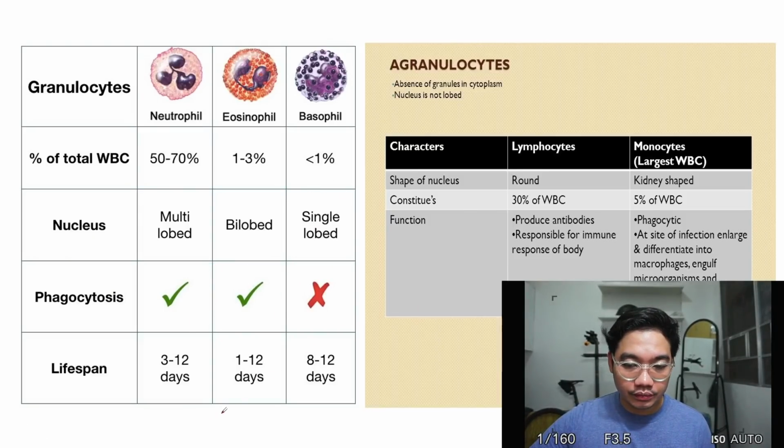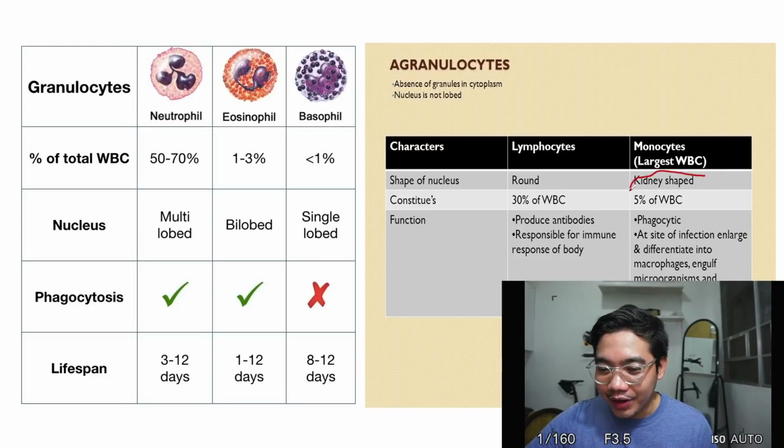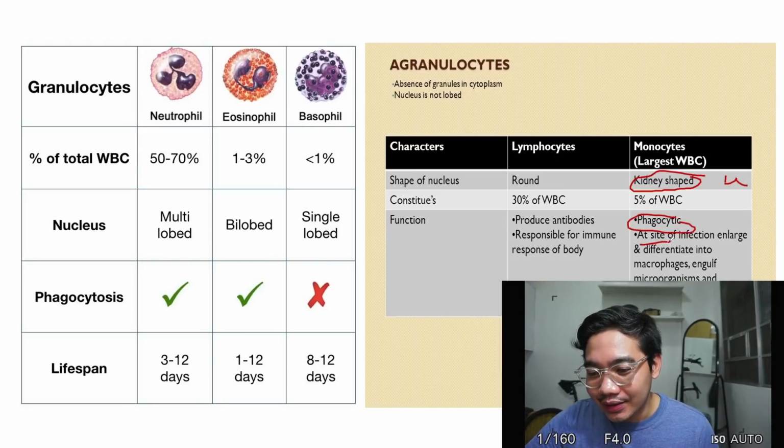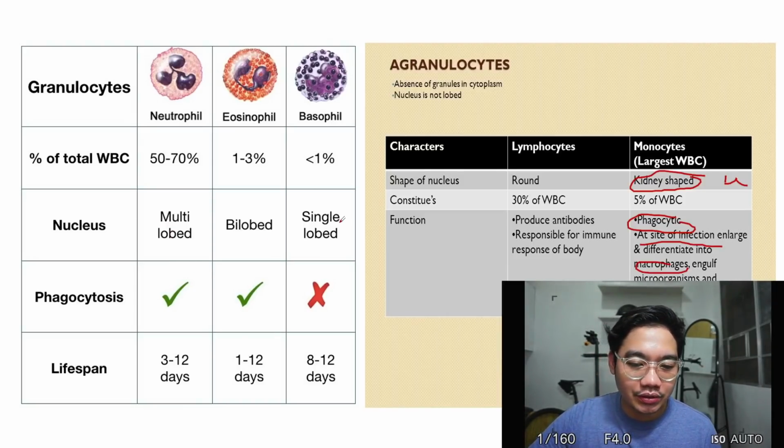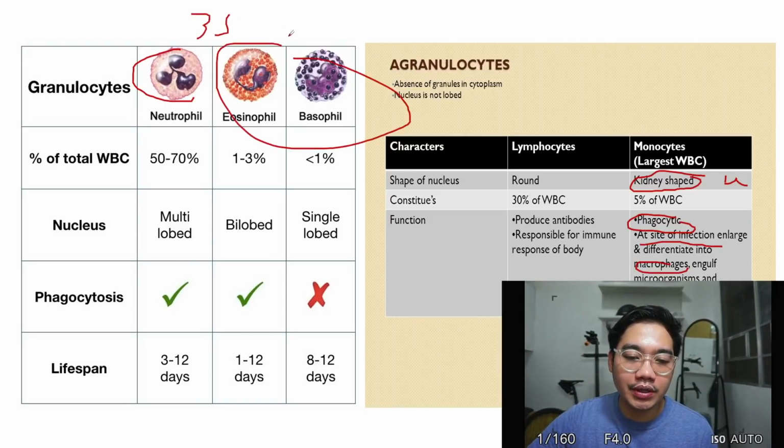Here, oh. Your monocyte is kidney shaped or coffee bean shaped. So it needs to reach the site of the infection, no? To enlarge and differentiate into macrophage. Usually in the bloodstream, in the blood vessel, your monocyte is inert, no? They don't do much. So remember your neutrophils have 3 to 5 lobes, eosinophils and basophils usually bilobed. Your basophil is a single lobe, S-shaped.